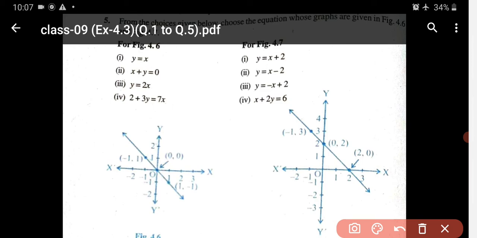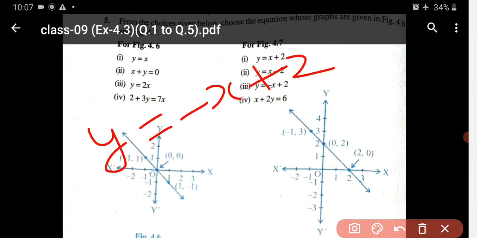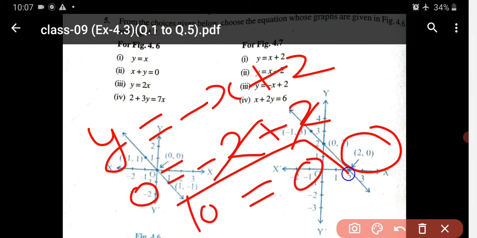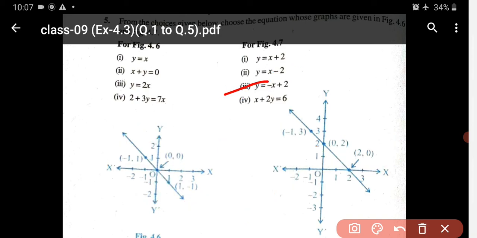Now just check the third point. y is equal to minus x plus 2 is there. The third point is 2 comma 0. So in place of x you have to put 2, in place of y you have to put 0. Now 0 is equal to minus 2 plus 2, they become 0. It means that this third equation satisfies all these 3 points. So the third option is correct.